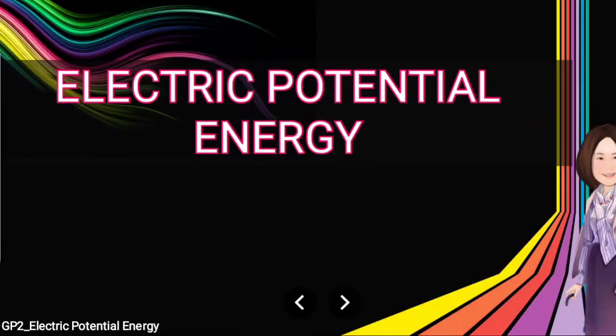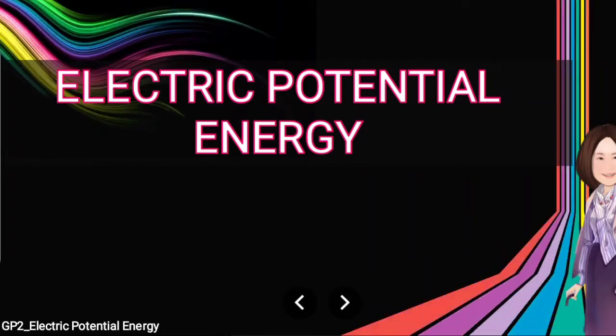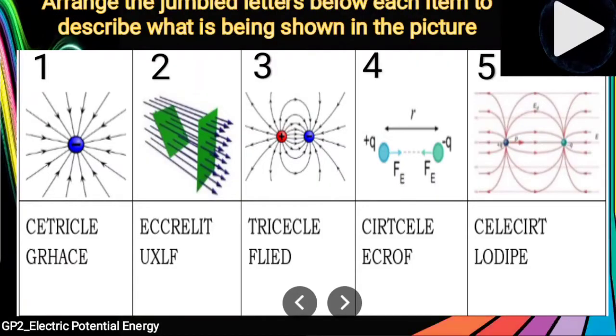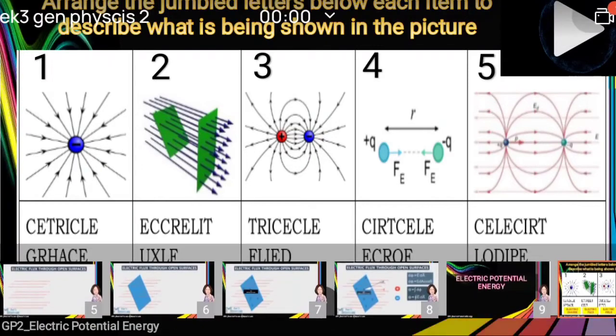Next, we have here electric potential energy. But before that, I have here jumbled letters, and I want you to arrange the jumbled letters below each item to describe what is being shown in the picture. So we have here 5 images with jumbled letters. So I will give you 1 minute to comment down your answers in the comment box, and let us see if your answers are correct.